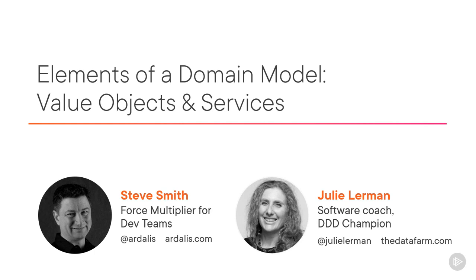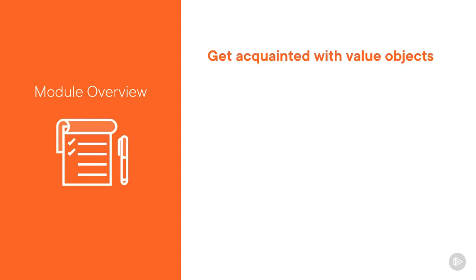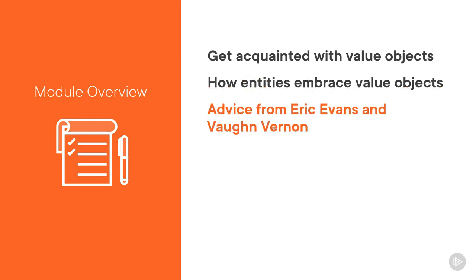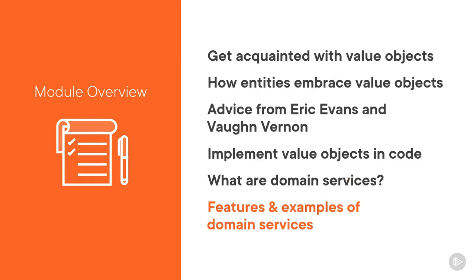In this module, we'll continue exploring the elements of a domain model as we dig into value objects and domain services. Value objects are a confusing concept, so we'll begin by looking at where they fit into the mind map and introducing what makes an object a value object and how they relate to entities in a model. We'll share some more guidance from Eric Evans and Vaughn Vernon, and then show how we've implemented value objects in our code. Next, you'll gain a high-level understanding of domain services and solidify that by exploring their features and then some examples of domain services.